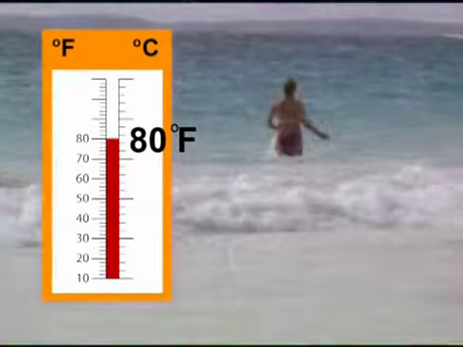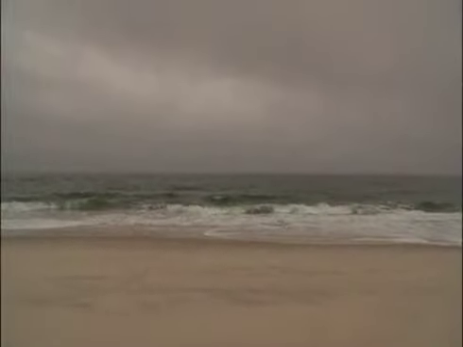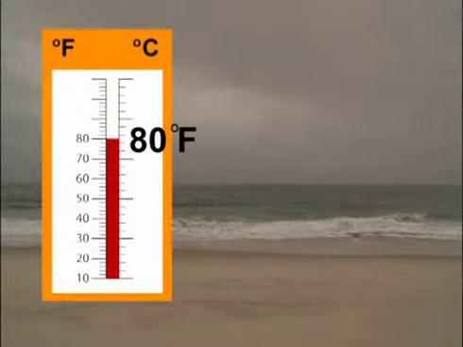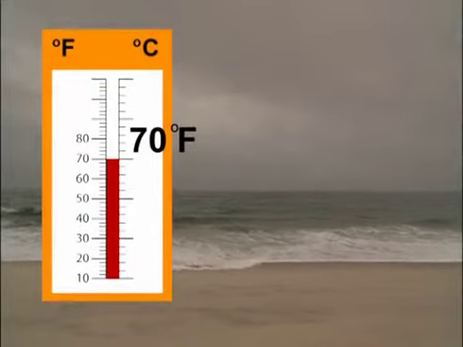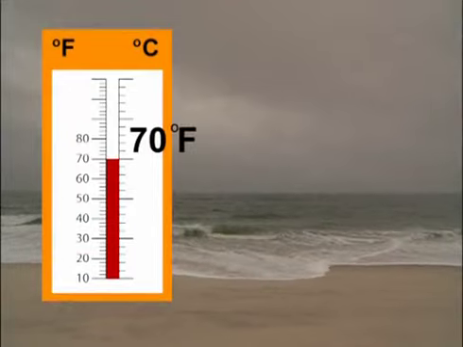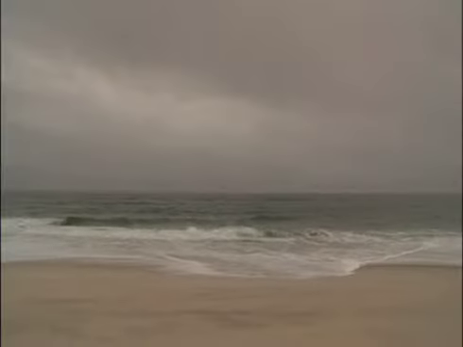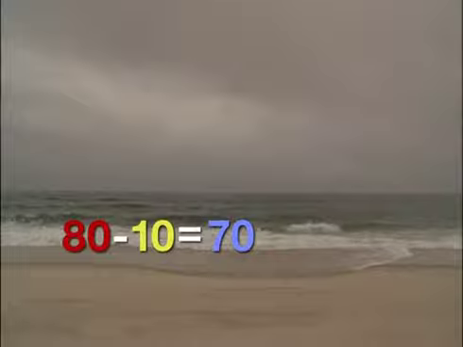It's a beautiful sunny day at the beach. The thermometer shows that the temperature is 80 degrees Fahrenheit. Uh-oh, rain clouds. It looks like they're coming our way, and the temperature just dropped. The temperature was 80 degrees, now it's 70 degrees. It went down 10 degrees. We can show the temperature drop in this number sentence. 80 minus 10 equals 70.